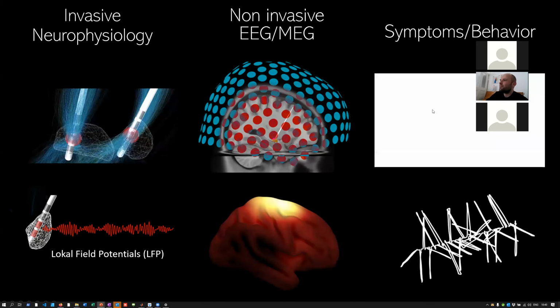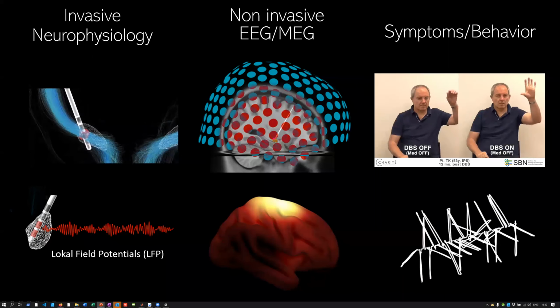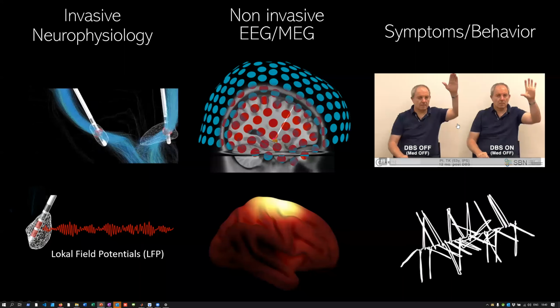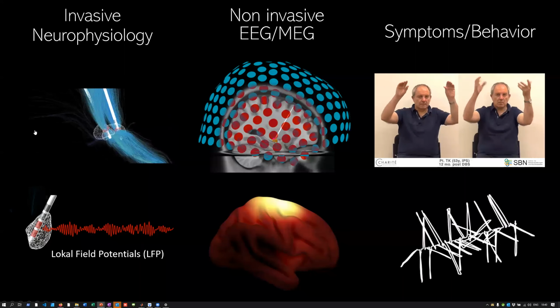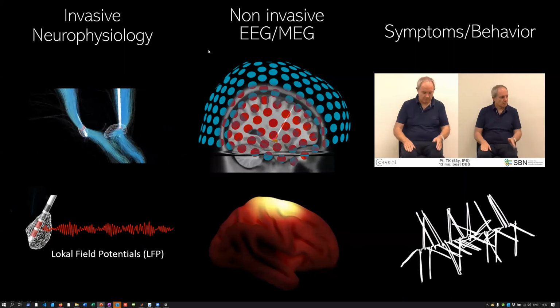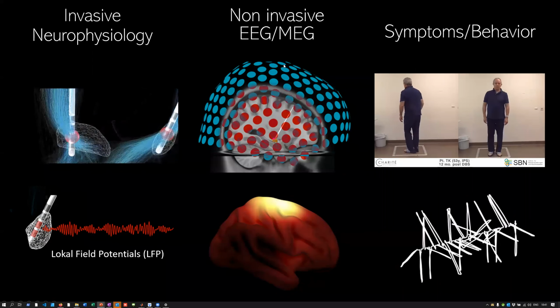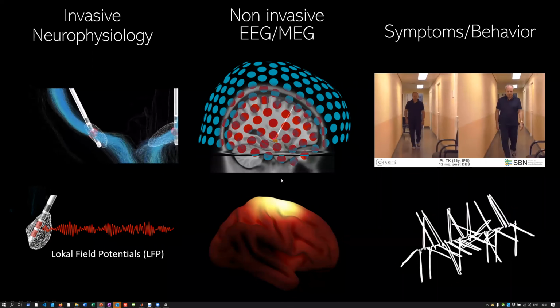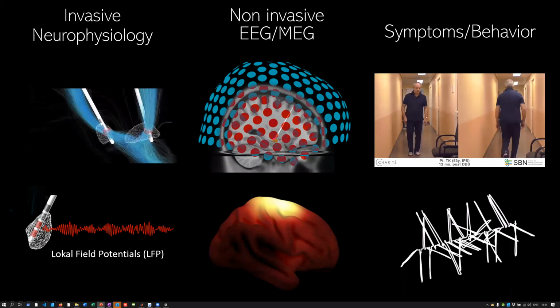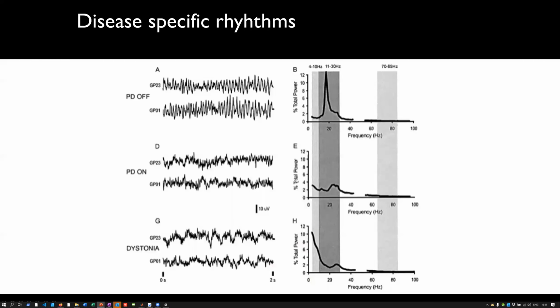So I'll move on. And I want to move on by showing that we not only have the opportunity to look at behavior and clinical effects, but also circuit dynamics through recording of local field potentials in combination, for example, with non-invasive electrophysiology like EEG and MEG. And actually, we use this all at the same time, combining invasive neurophysiology with non-invasive EEG, MEG, and symptoms and behavioral measures.